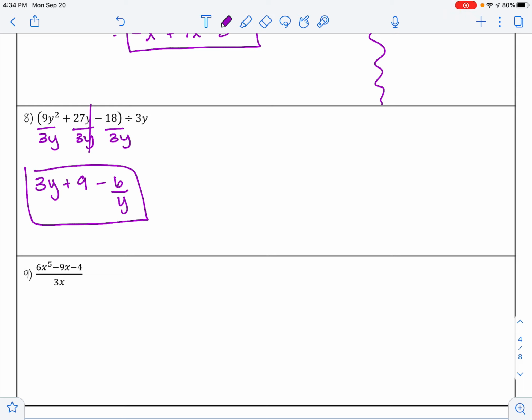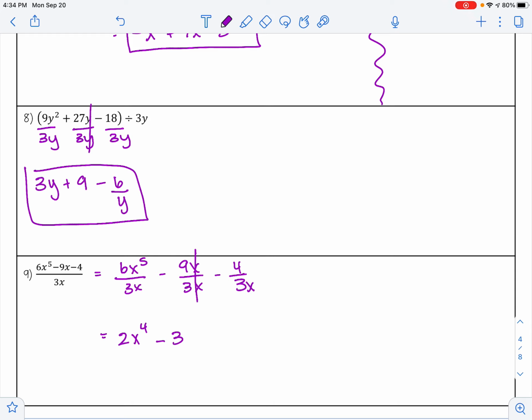And last but not least, example 9, we have 6x to the 5th minus 9x minus 4 divided by 3x. So again, I am just going to go ahead and break those up into their own fractions. 6 divided by 3 is 2. X to the 5th divided by x is x to the 4th. Minus 9 divided by 3 is 3. And then x divided by x simplifies to 1. 3 times 1 is just 3.